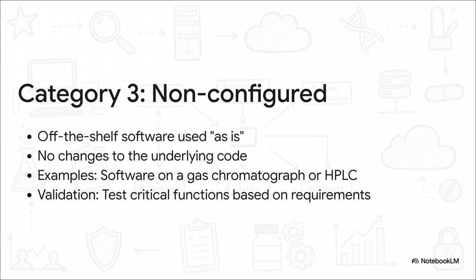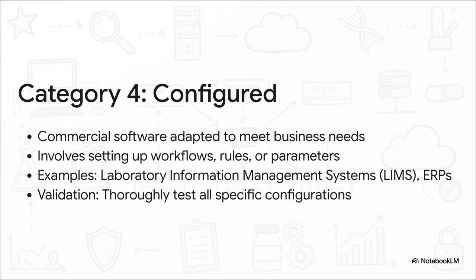Next is Category 3. This is for software you use as is, right off the shelf. A perfect example is the software that runs on a lab instrument, like a chromatograph. You're not touching the code. So your validation is all about proving that its standard built-in functions do what you need them to do for your process.